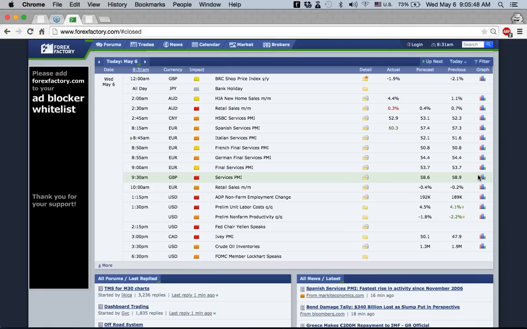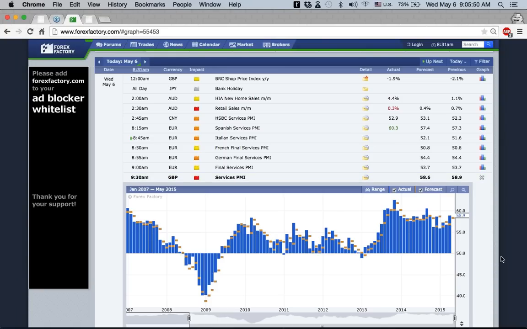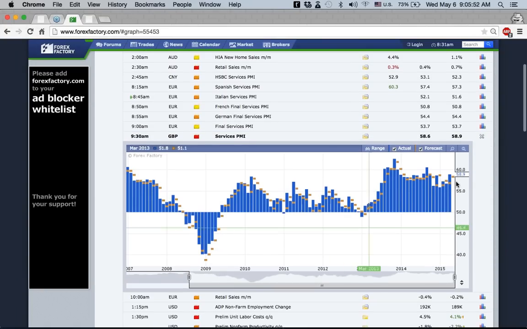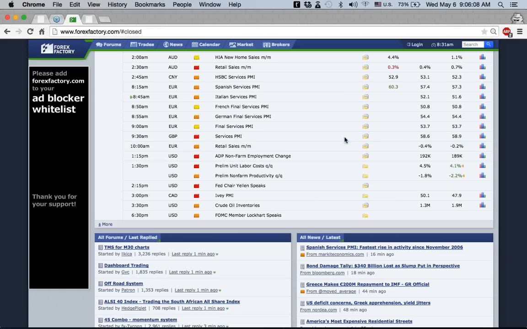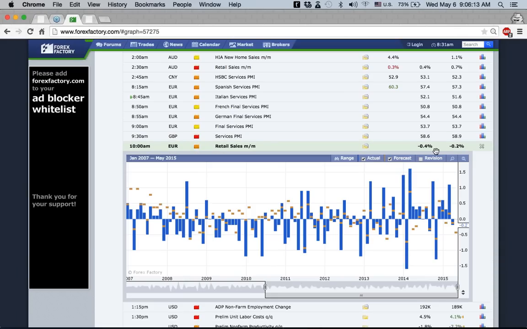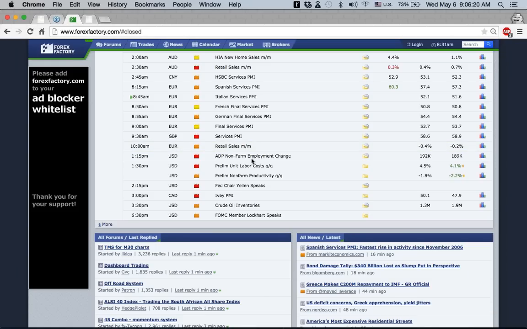Services PMI for the pound, however, is a much different case, also very, very strong. But as of recently, it had a minor retracement from September of last year through early March, until we started to get some better results. Expected 58.6. Anything less will hurt the pound. Retail sales for the euro, expecting negative 0.4%. If we see anything positive, we're going to see a much, much better result for the euro.